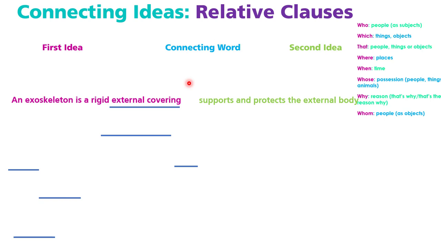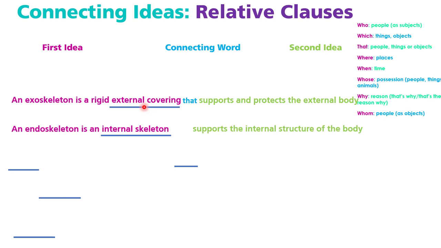Okay, the correct answer. There are two possible answers. In this case, external covering is an object, is a thing. So we can use that, or also we can use which. Okay, no problems. Okay, the second, it says an endoskeleton is an internal skeleton, supports the internal structure of the body. Okay, one more time, internal skeleton in this case is an object, is a thing. So we have two possibilities. You can use which or that. Both are correct.